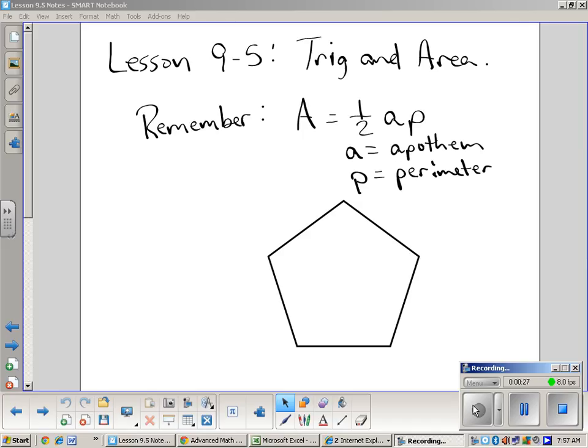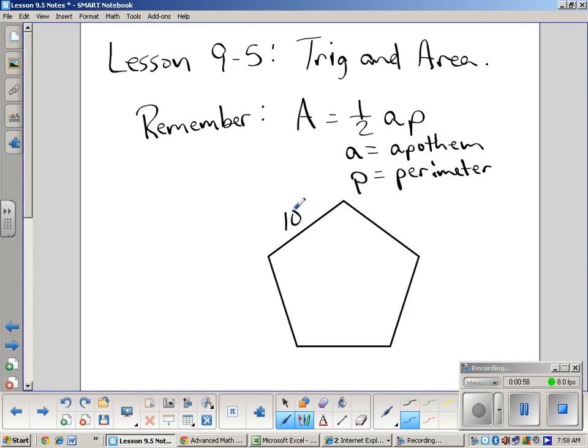The apothem is A and the P stands for perimeter. Okay? And we have here a picture of a regular pentagon. Today, all they're going to give you is, say, the length of the side, and we'll call it 10. So we'll call this side 10 centimeters. All right? And we want to find the area of this regular pentagon.